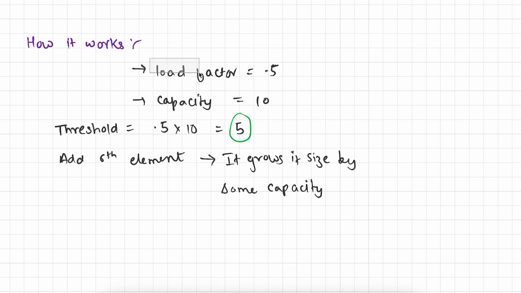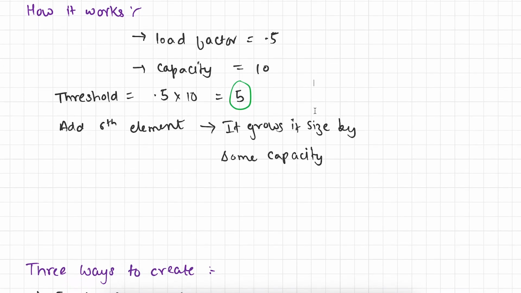For example, the load factor is 0.5 and the capacity is 10. So it's going to calculate the threshold, and the threshold is going to be 0.5 times 10, which is equal to 5. So it means till 5 elements it is not going to do anything. But as soon as you add the 6th element, it grows its size by some capacity defined in the implementation. So actually this is how ArrayList grows and shrinks its size. I hope now it's clear to you how it grows and shrinks in size using load factor and capacity. So far so clear?